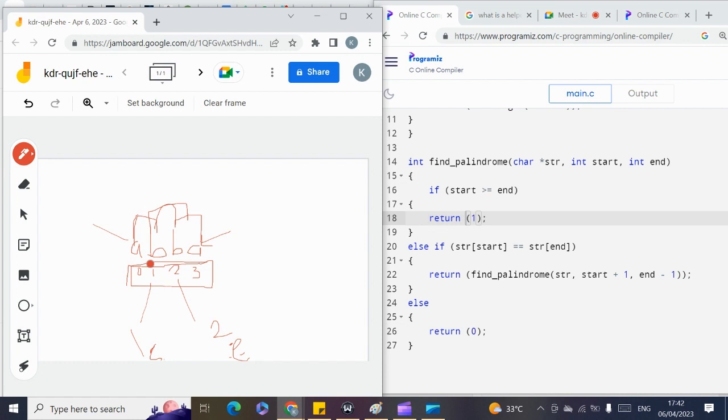So if start is greater or equal to end, no. Because when start is zero, end is three. Let's look at where start is equal to end. That's when we have an odd string. Which one? Level. L-E-V-E-L. Okay, level.